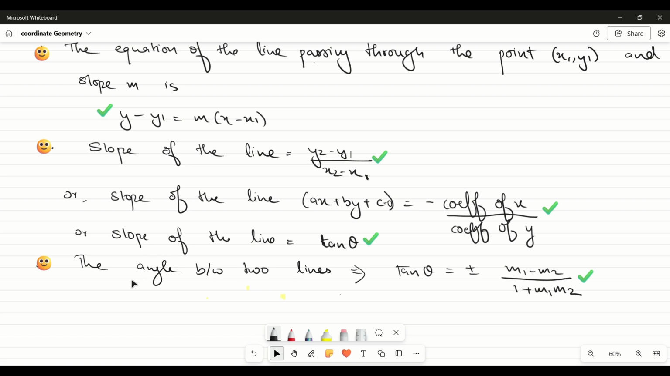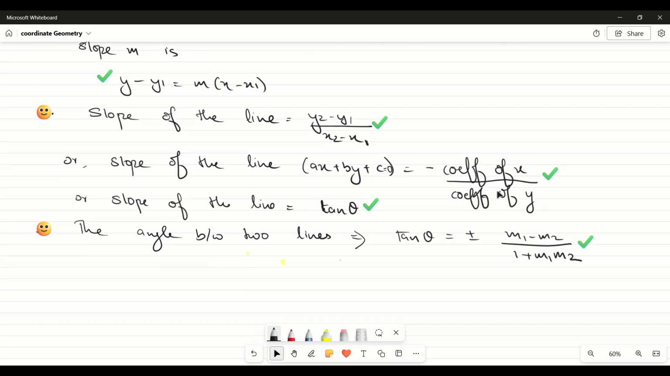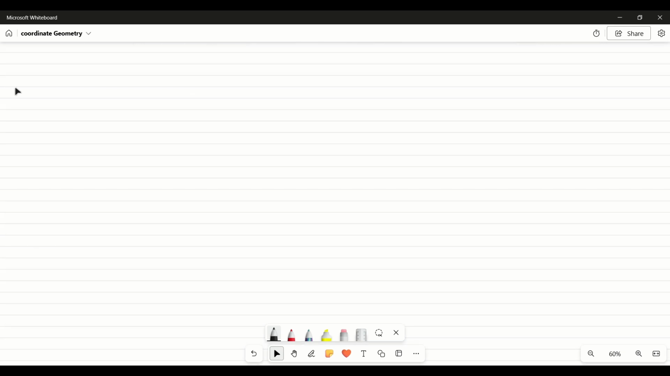Also, in the last class we discussed the angle between two lines, which is given by the formula tan theta equals plus or minus (m1 minus m2) divided by (1 plus m1 m2). I hope you remember the cases when lines will be parallel and when they will be perpendicular. Basically, when two lines are parallel, I hope you know the relation between their slopes, and when they are perpendicular to each other, what the relation between their slopes is. So let's not waste time and directly go to the problems which we are going to discuss today.